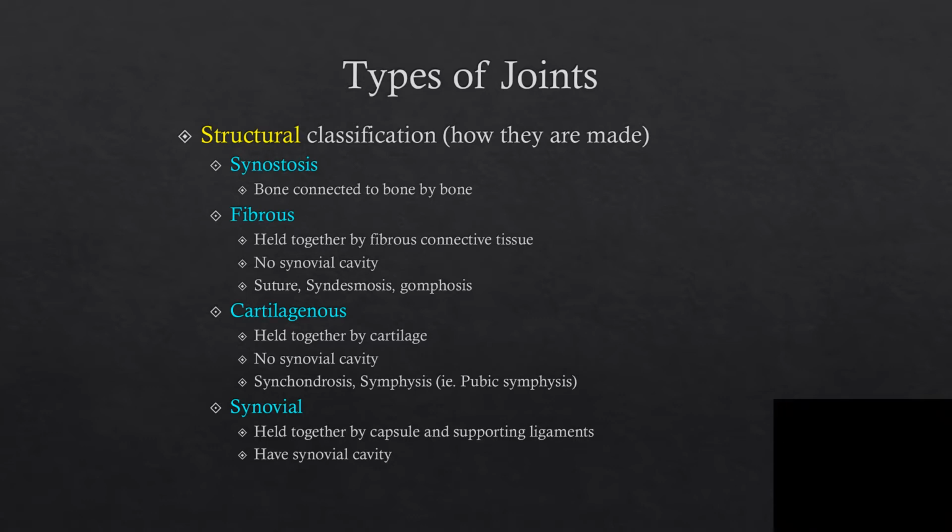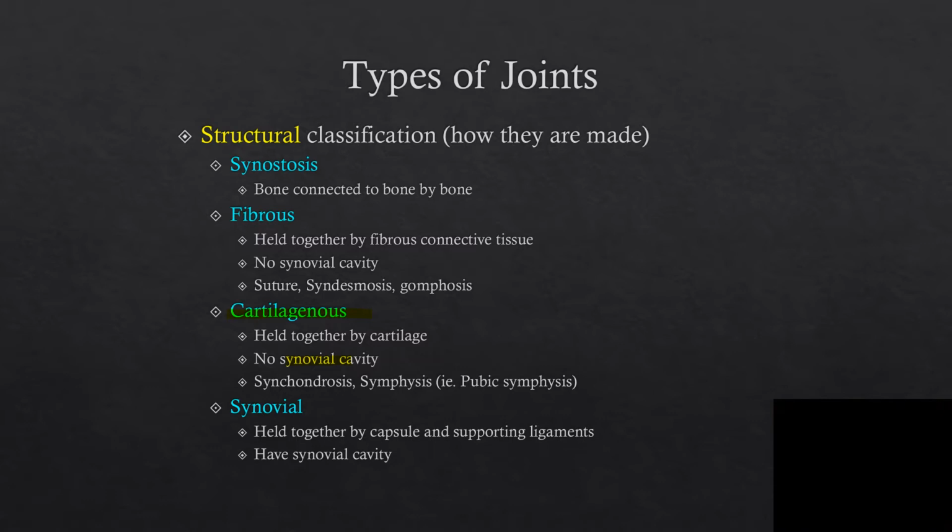The next type of structural classification we have is a cartilaginous joint. Cartilaginous is just what it says. The joint's held together by cartilage. So there's no synovial cavity in there, and I keep on mentioning synovial cavity. We'll talk a little bit more about this in a minute. Typical examples of this are a synchondrosis, as well as a symphysis. We talked about the pubic symphysis, where the pubic bones in the front of the pelvis come together and are held together anteriorly by that small little disc of cartilage.